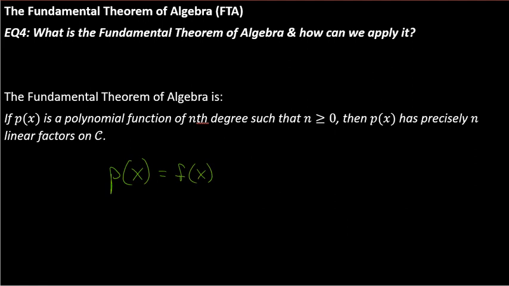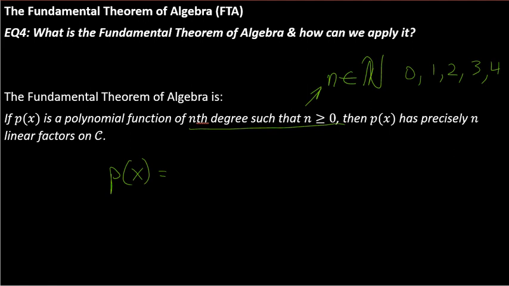This function of x is an nth degree polynomial such that n is greater than or equal to 0. And I should also say, besides that it's greater than or equal to 0, n is also a natural number, meaning we're going 0, 1, 2, 3, 4, etc. Okay? So p of x looks like your standard form polynomial: ax to the n plus bx to the n minus 1 plus cx to the n minus 2 plus on and on and on.